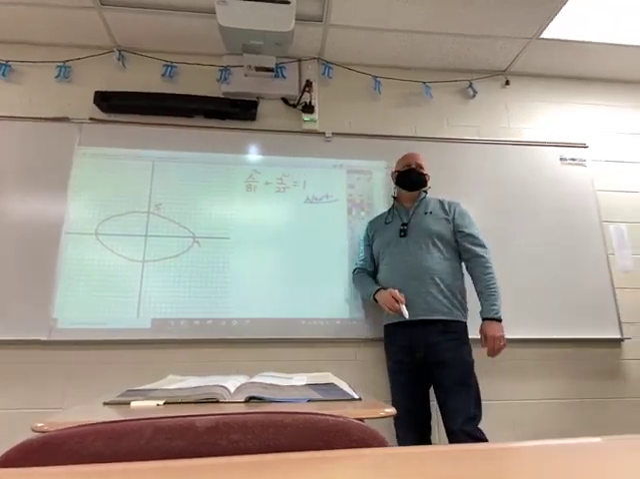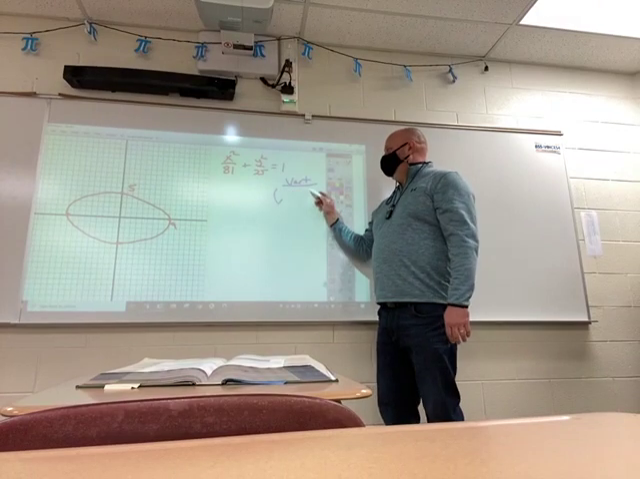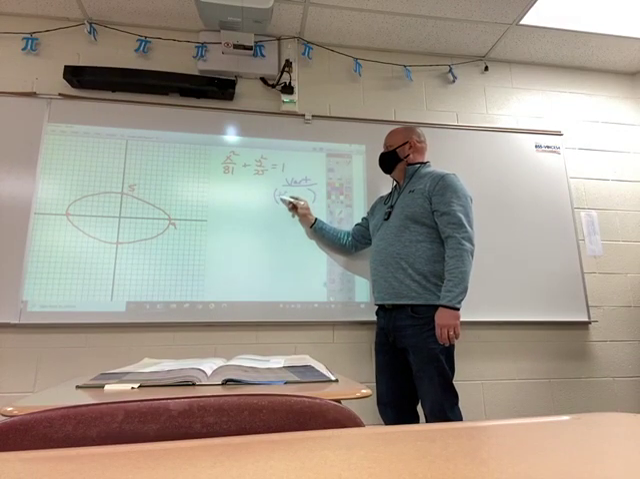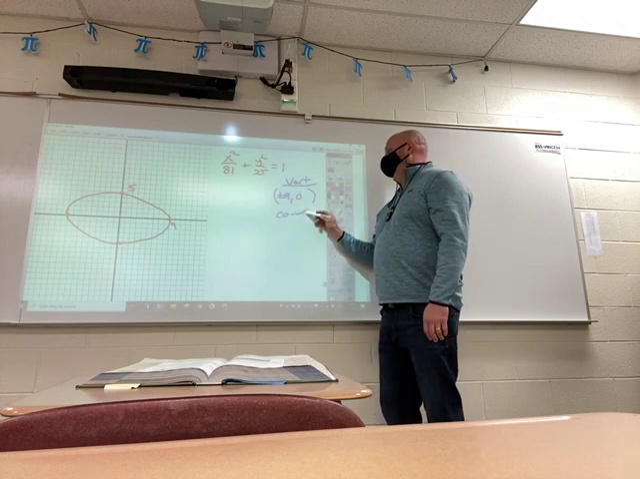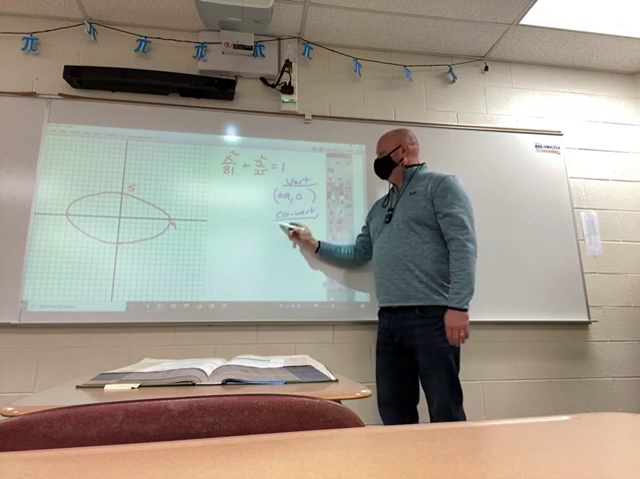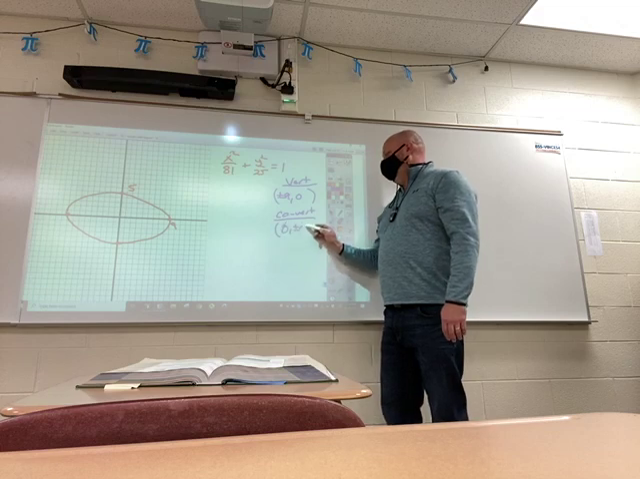Which ones are our vertices? The 9s, so that'd be plus and minus 9, 0. Our co-vertices would be the 5s, so that's 0, plus and minus 5.